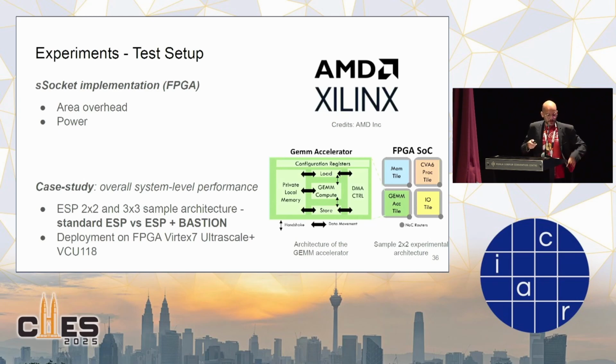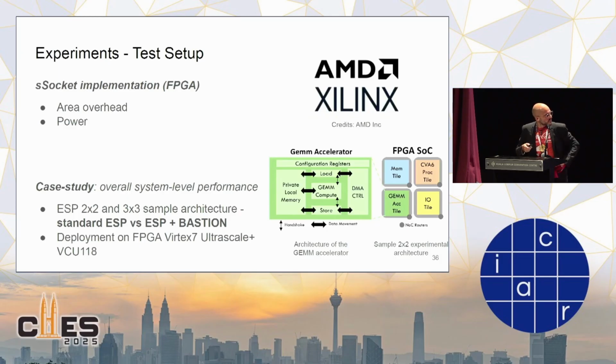Finally, the experimental evaluation for performance and area impact. We conducted a 2-fold experimental validation. The first one is an implementation of the S-socket on FPGA to evaluate the S-socket with respect to the standard socket of ESP. We just provide routing functionalities. And then we did a case study in which we implemented a full system, 2 full systems actually, a 2x2 and a 3x3 system.